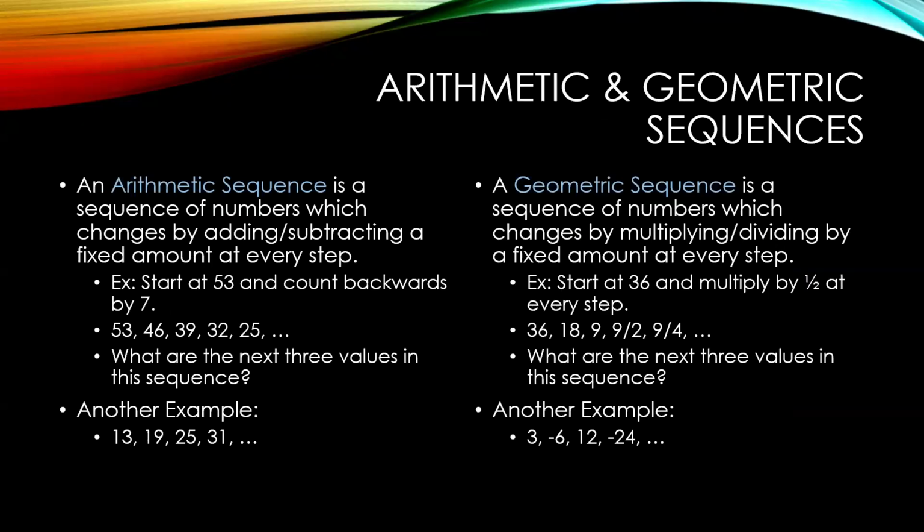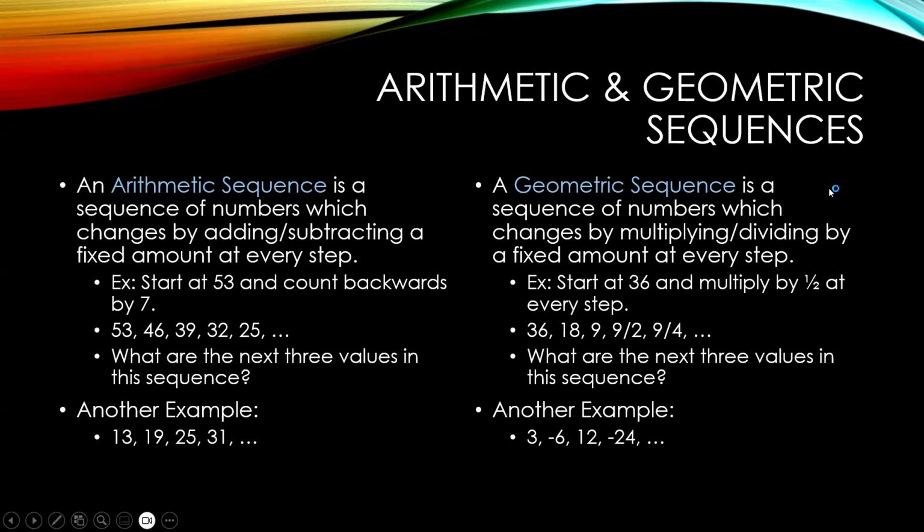A couple more types. An arithmetic sequence is a sequence of numbers which changes by adding or subtracting a fixed amount at every step. And so start at 53 and count backwards by 7. Well, that goes 53 to 46 to 39 to 32 to 25. And you can figure out what the next 3 values in this sequence are going to be. We would just need to subtract 7 again, and then subtract 7 from that, and so on. Here's another example. 13 to 19 to 25 to 31. In this case, we started with 13 and we are adding 6 every time.